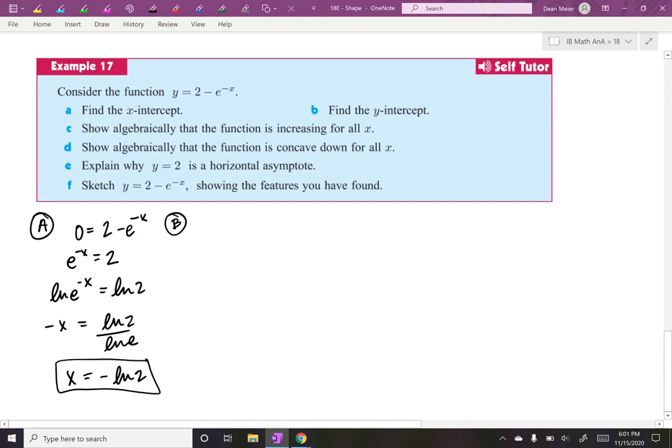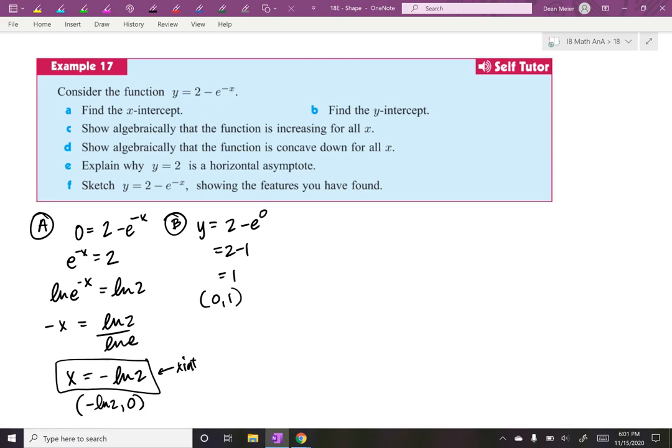Find the y-intercept, right? The y-intercept is when x is 0. Anything to the 0 power is 1. So y equals 2 minus e to the 0. So that's 2 minus 1, which is 1. So this was our x-intercept. I can even write it as a point if you want: negative ln of 2 comma 0. The y-intercept is 0 comma 1. So there's the y-intercept. Next, they want us to find when the function is increasing.